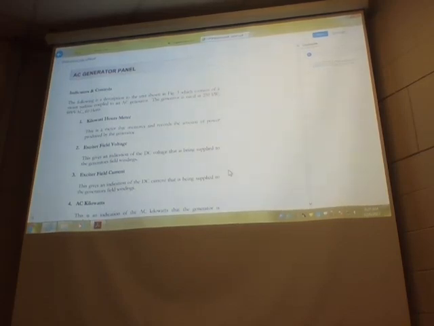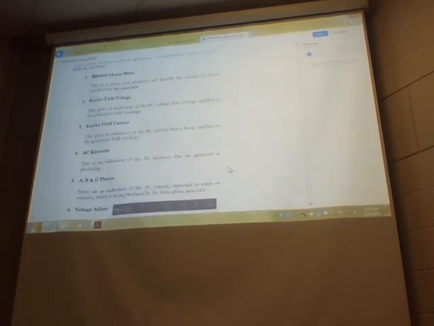So on the control panel, first, the kilowatt hour meter. It's a meter that measures and records the amount of power produced by the generator. The kilowatt hour is a kilowatt of power used for 1 hour. Exciter field voltage gives an indication of the DC voltage that's being supplied to the generator field windings. Exciter field current gives an indication of the DC current that's being supplied to the generator's field windings. AC kilowatts is an indication of the AC kilowatts that the generator is producing. So we've got the kilowatt hour meter.